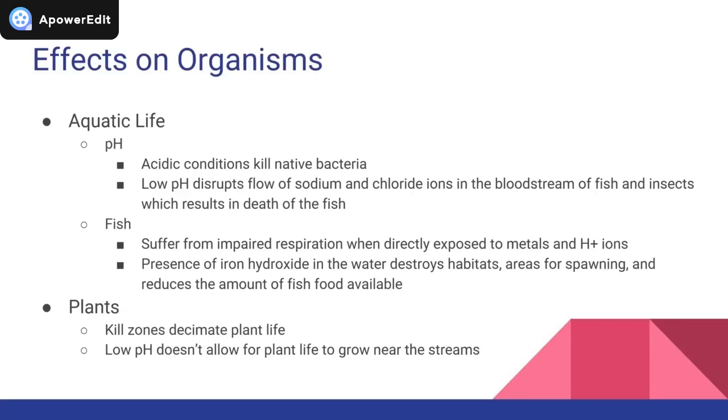Fish themselves suffer from impaired respiration when directly exposed to metals and hydrogen ions, and the presence of iron hydroxide in the water destroys habitats and spawning areas, and reduces the amount of fish available for food. Plants are also affected by AMD. These kill zones decimate plant life, and the low pH doesn't always allow plant life to grow near the streams, which reduces the value of the ecosystems that live in or around the streams, and also for food.